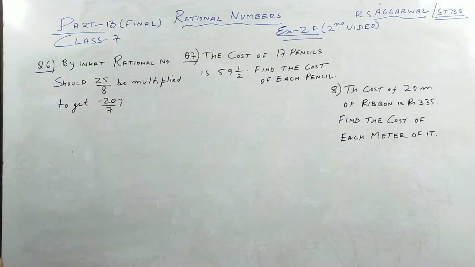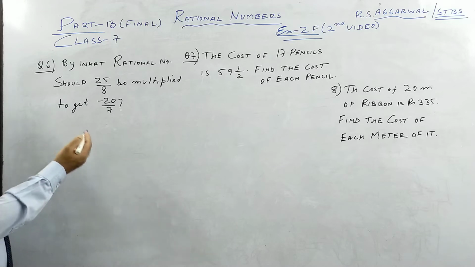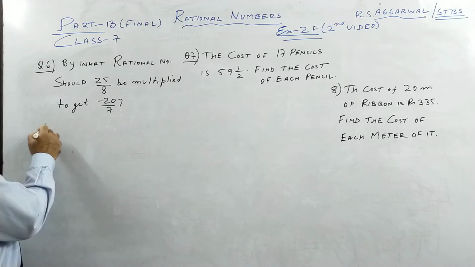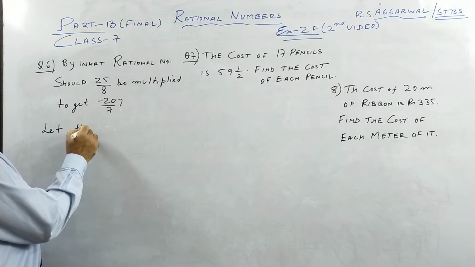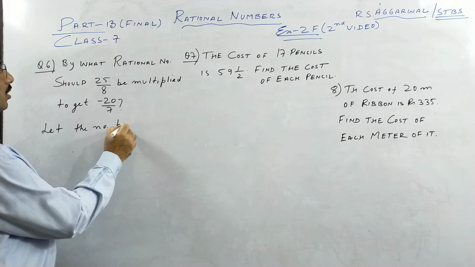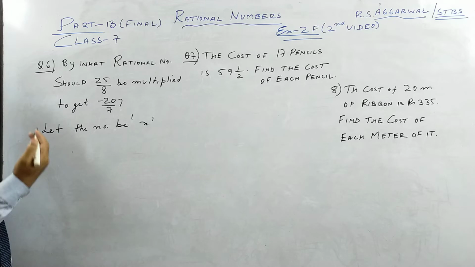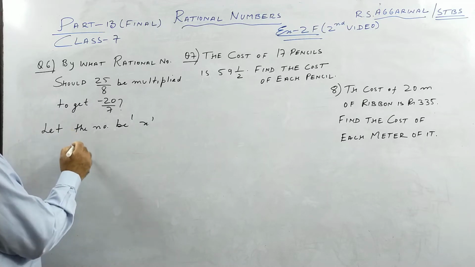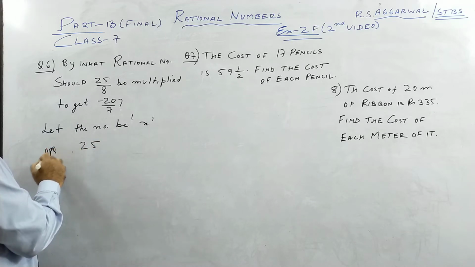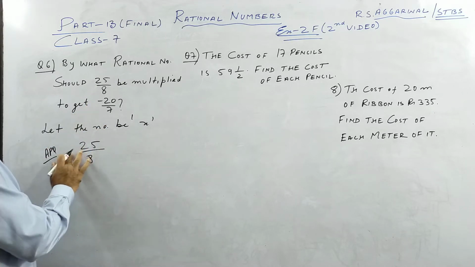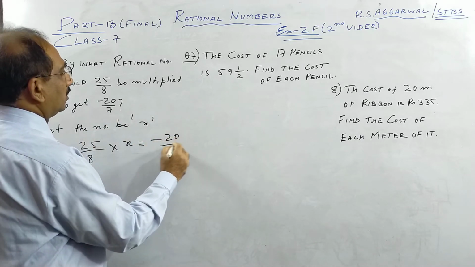By what rational number should 25 by 8 be multiplied? So this, as I told you earlier, you can do in two methods. One of the methods I am doing: let the number, that means rational number, be x. Whenever we talk about number in this chapter, it is a rational number which is a fraction basically. So as per the question, we get 25 by 8 should be multiplied to get minus 20 by 7.